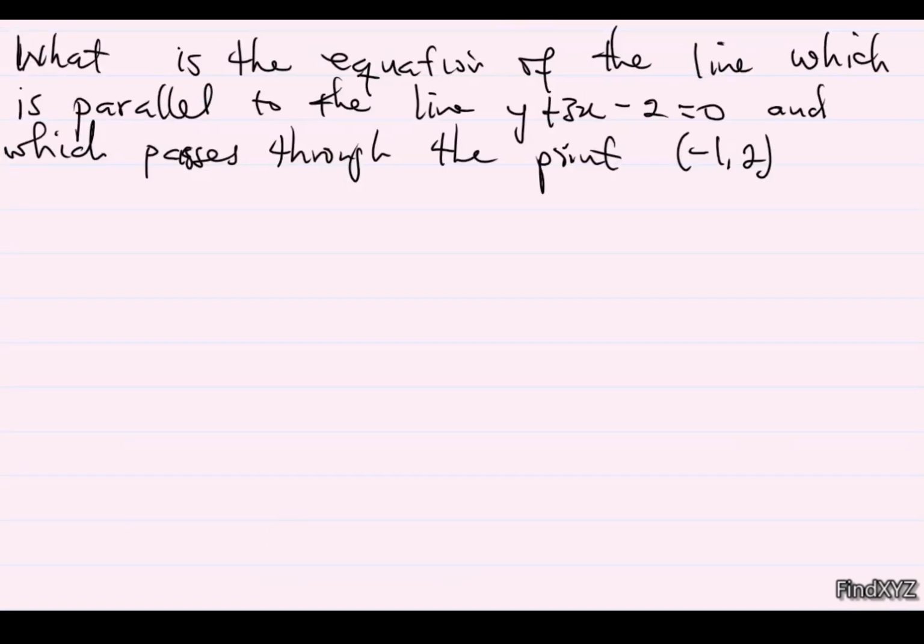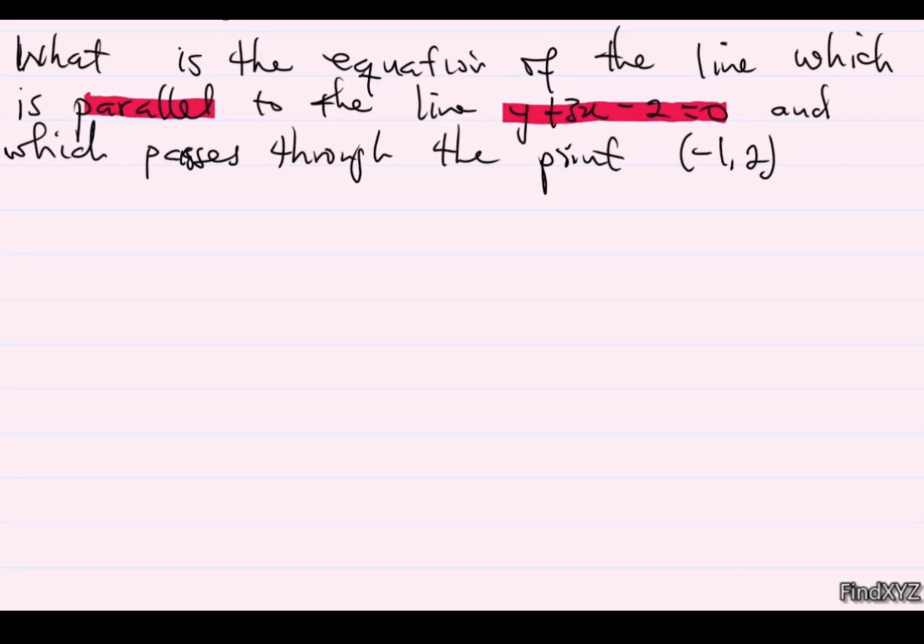In this given example, we are tasked to find the equation of a line which is parallel to the line y plus 3x minus 2 equal to 0 and passes through the point (negative 1, 2). Now what is the keyword? Parallel. What do you know about parallel lines? Parallel lines have the same gradient. So it means that the equation that we are going to find has the same gradient as the given equation. And what is the given equation? y plus 3x minus 2 is equal to 0.